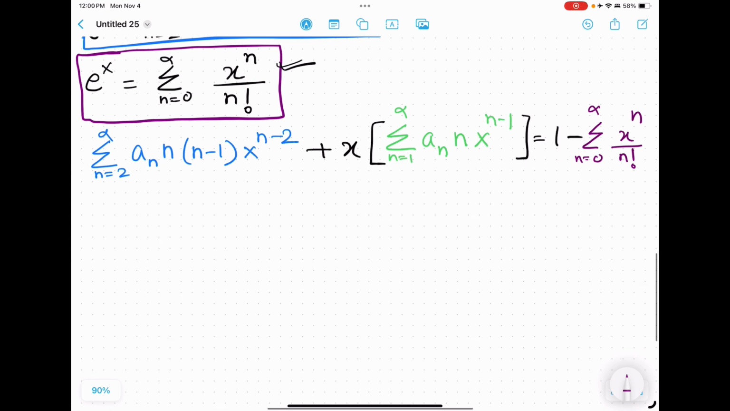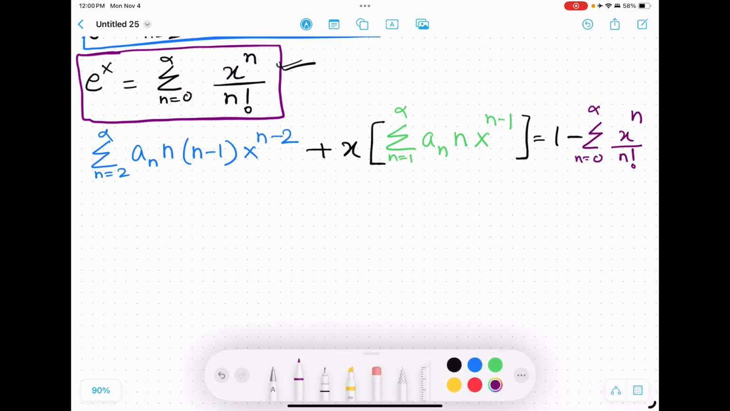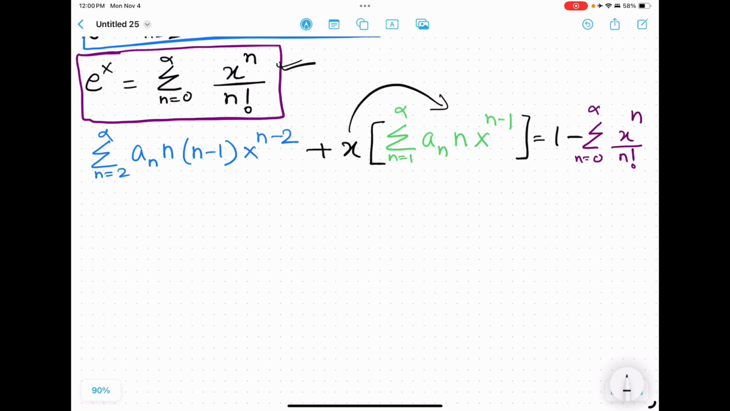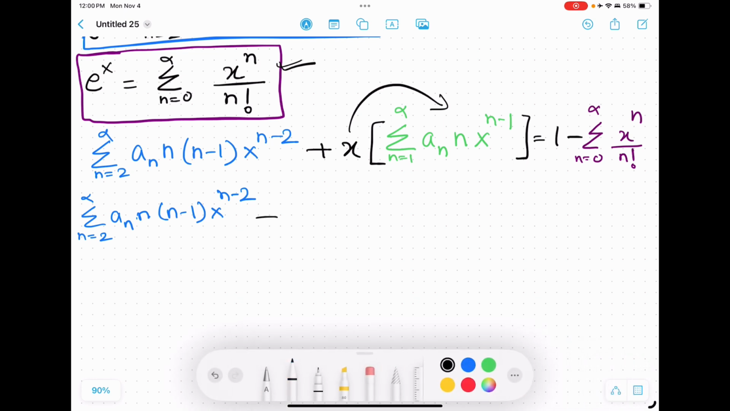Okay. And then I'm going to distribute my x with my second power series. So I will have the summation n equals 2 to infinity of a sub n times n minus 1 times x to the power n minus 2, then plus the summation n equals 1 to infinity of a sub n times x to the power n. Again, by the rules of exponents, I know that if the bases are the same, their exponents add up. So in one of my x's I have n minus 1, the other one has just 1.